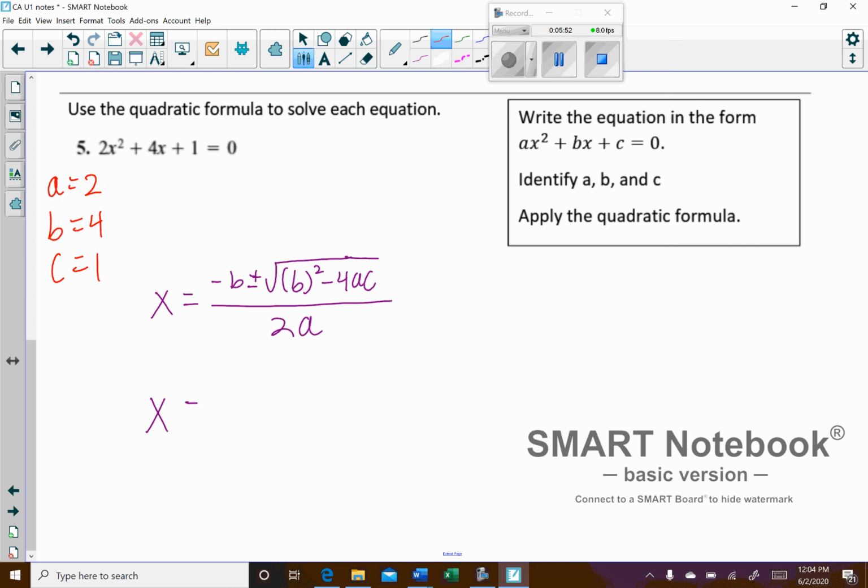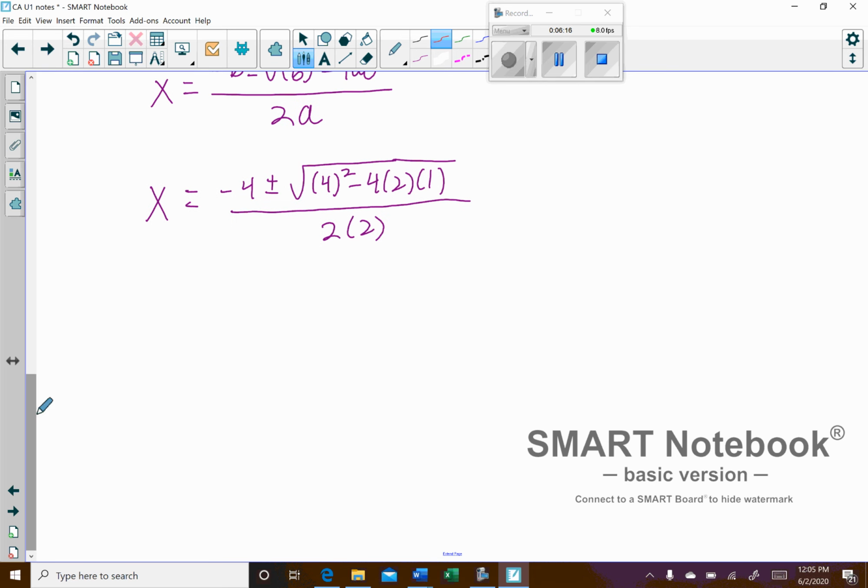So let's see, we're going to have x equals -4 plus minus the square root of 4 squared minus 4 times 2 times 1, all divided by 2 times 2. All right, I'm going to give myself a little bit more room here.